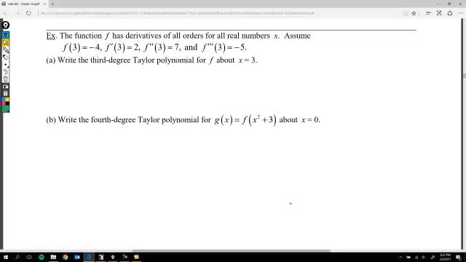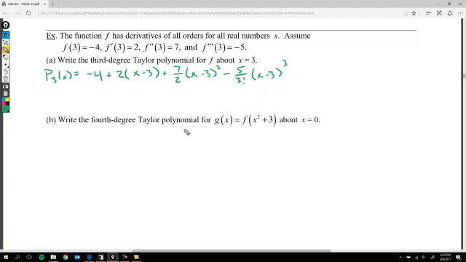We are given a function again, so we're given a bunch of values here, and they want us to write out the third degree polynomial. Easy enough. So I need to do p sub 3. My constant goes first, negative 4. Then 2, I'm centered at x equals 3, so x minus 3. Then 7 over 2 factorial, x minus 3 squared, and then minus 5 over 3 factorial, x minus 3 cubed. All right, so easy enough.